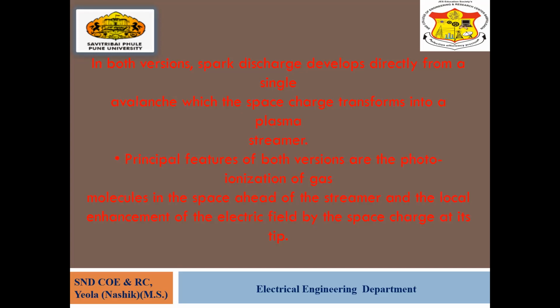In both versions, spark discharge develops directly from a single avalanche, which the space charge transfers into a plasma streamer. What do you mean by avalanche? Avalanche is nothing but bunches of ions, bunches of electrons. When bunches are going to form, in addition, we can say that is the avalanche. Principal features of both versions are the photoionization of the gas molecules in the space ahead of the streamer and the local enhancement of the electric field by the space charge at the tip.